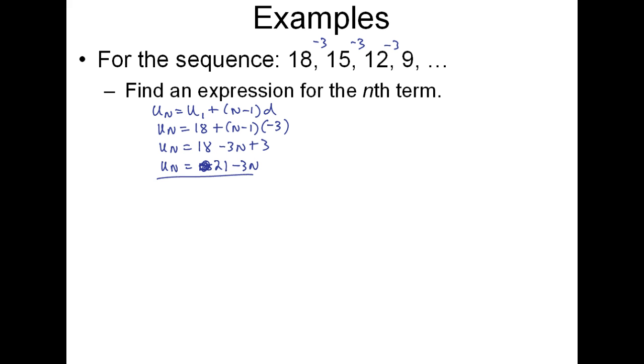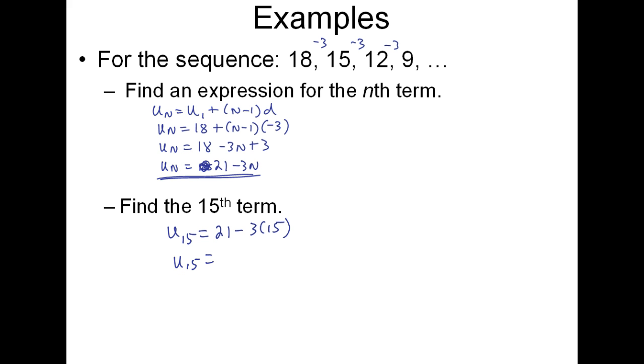So now I have a formula for the nth term. If it wants me to find the 15th term, U sub 15, that is 21 minus 3 times 15. So in this case, U sub 15 is 21 minus 45. So the 15th term is negative 24 in this case.